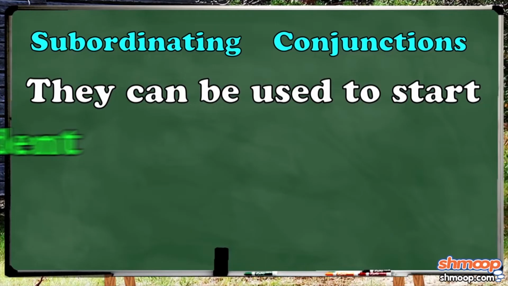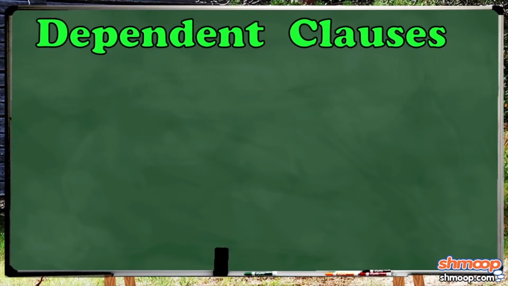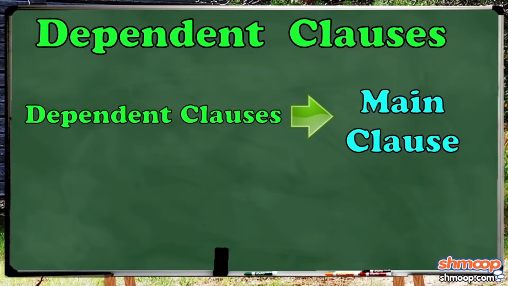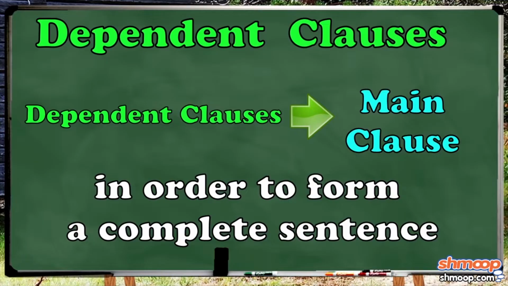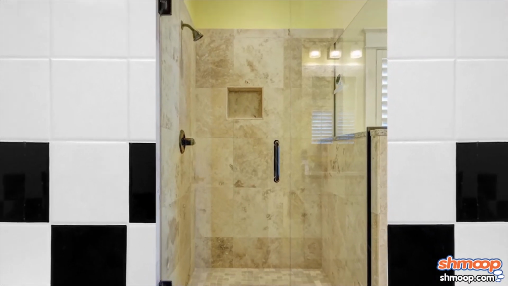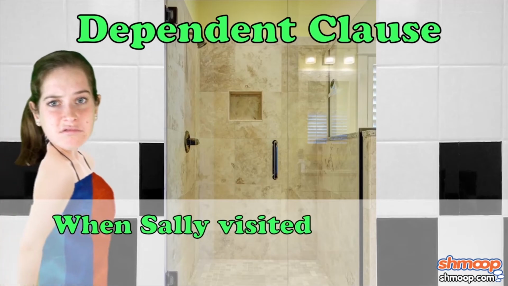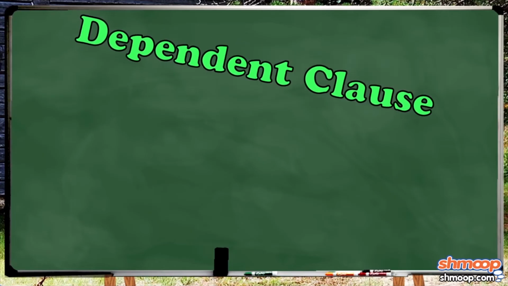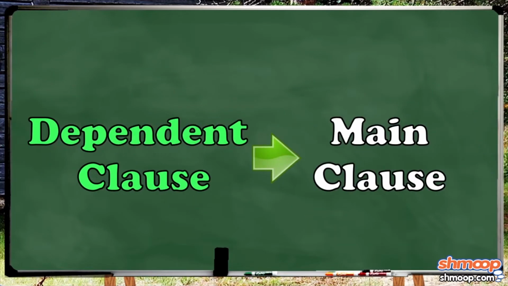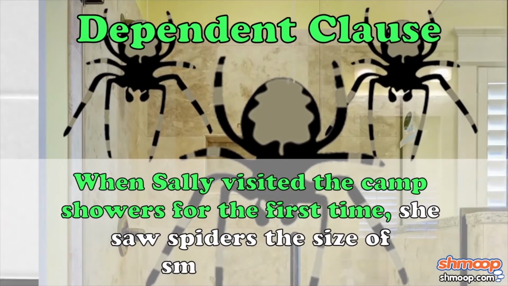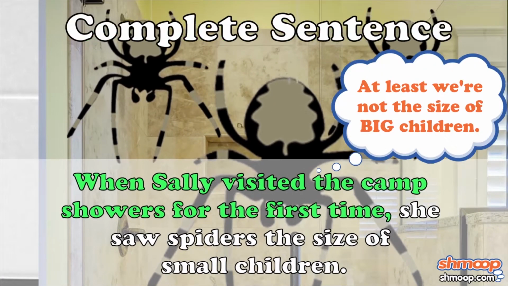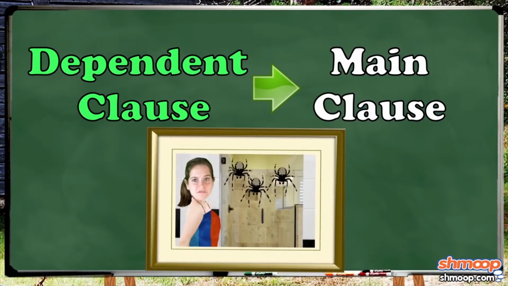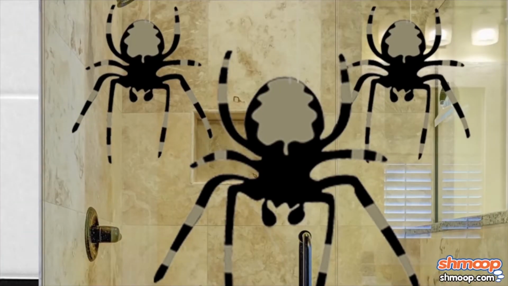And they can be used to start dependent clauses. Dependent clauses get their name because they have to be attached to another kind of clause, the main clause, no relation to Santa, in order to form a complete sentence. Let's say we have the dependent clause, when Sally visited the camp showers for the first time. Well, this dependent clause can't stand on its own as a sentence. It doesn't make sense. It needs a main clause, like she saw spiders the size of small children, in order to be a complete sentence. When we put these two clauses together, not only do we get a complete picture of what's going on, but we can all collectively shudder along with Sally.